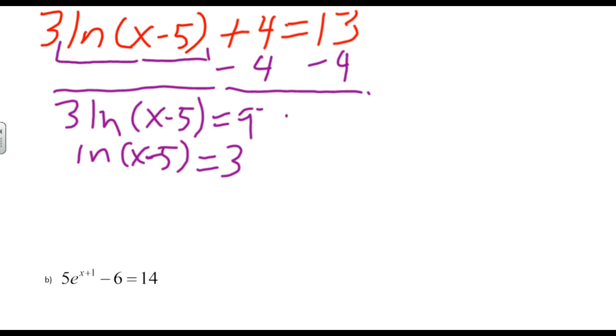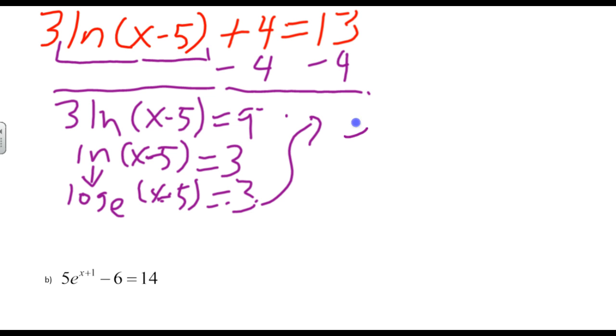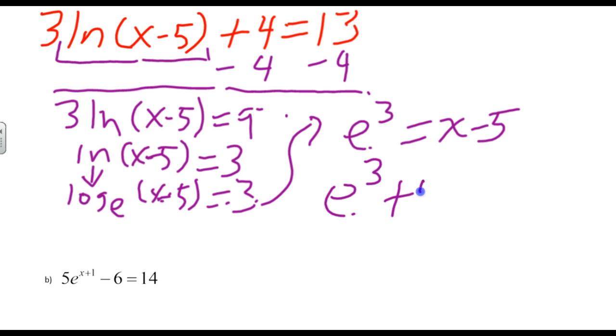Now remember that this is the same thing as writing log base e of (x minus 5) equals 3. So if I wrote this in exponential form, I would get e to the third power equals x minus 5. Now remember, e is that number 2.71 and so on. I don't want to actually do that on my calculator. We're going to leave this in exact form, meaning no decimals. So my answer for x is, when I add 5 across, e to the third power plus 5 equals x.